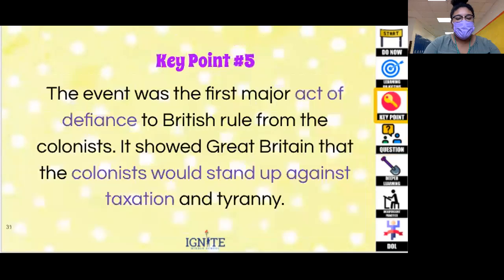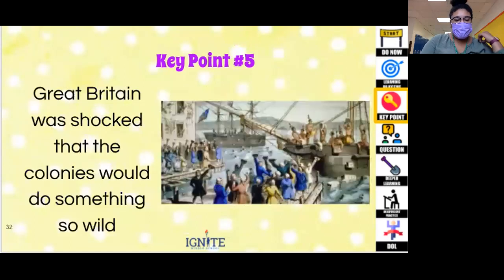Key point 5. This event was the first major act of defiance to British rule from the colonists. It showed Great Britain the colonists would stand up against taxation and tyranny. So let's break this down. Defiance is doing the opposite of what you're supposed to do on purpose. So this was the first major act of defiance. This was the first time the colonists really stood up against Great Britain.